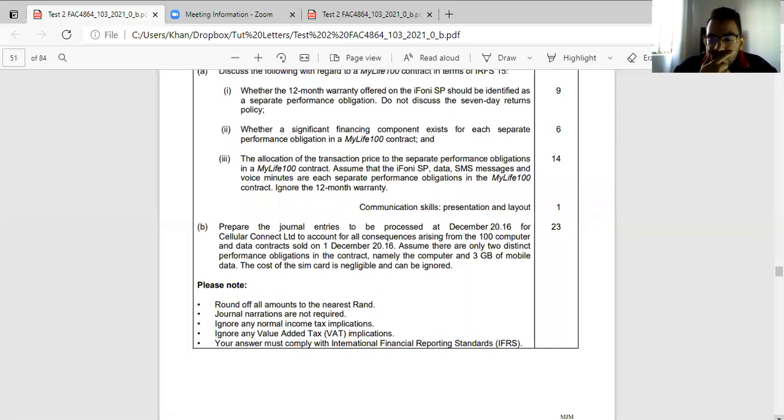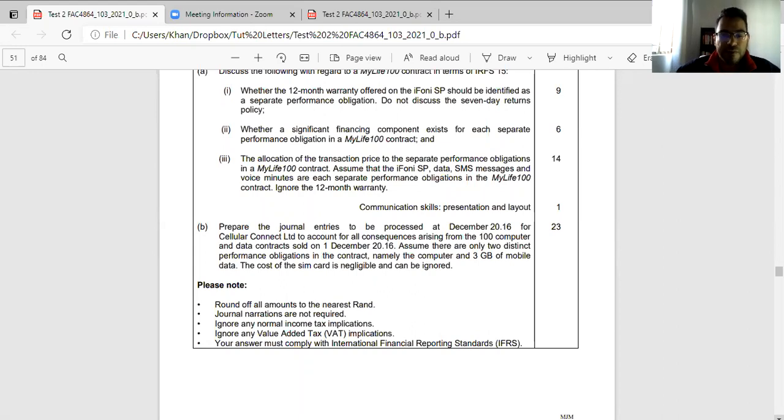But now remember, the revenue of the data is not that straightforward. You can't recognize the full portion of the cash relating to the data as revenue because the data is provided over 2 months. So 75% of December's data was used in December. Therefore, only 75% of the premium received can be recognized in December, whereas the 25% will have to be recognized as income received in advance. Okay, so just take note of that.